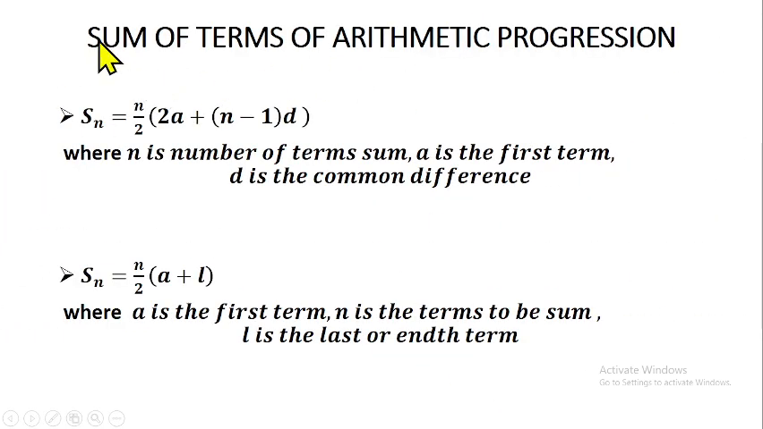Now we are going to be talking about the sum of terms of an arithmetic progression. How do we sum terms together in AP? We know that in AP we have what is called a term, which is talking about the position of all the numbers in the sequence. We are summing the terms together: the first term, the second term, third term, fourth term, fifth term, to the end term. We are summing them together. Then how do we do that?